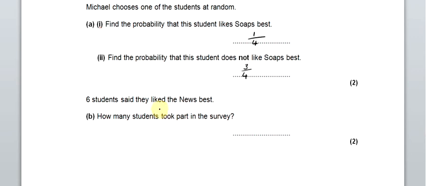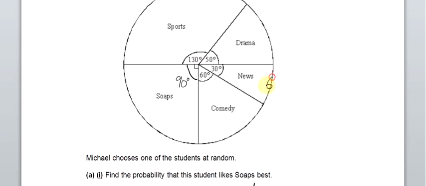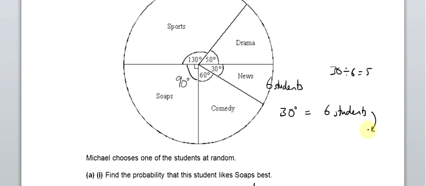Now, 6 students said they liked the news best. How many students took part? Well, this is just like the question we did a moment ago. So there's 6 students in the news. So 30 degrees is equal to 6 students. So we do 30 divided by 6, and that gives us 5. So 1 student, so that's dividing by 6, gives us 5 degrees.